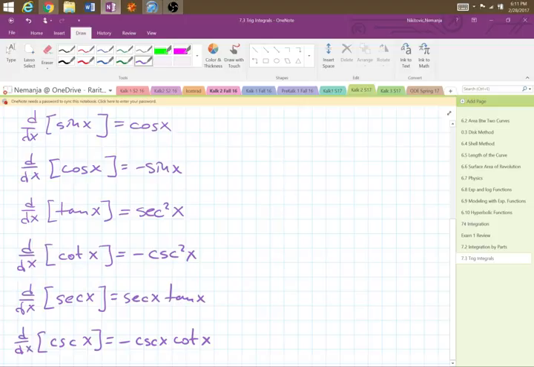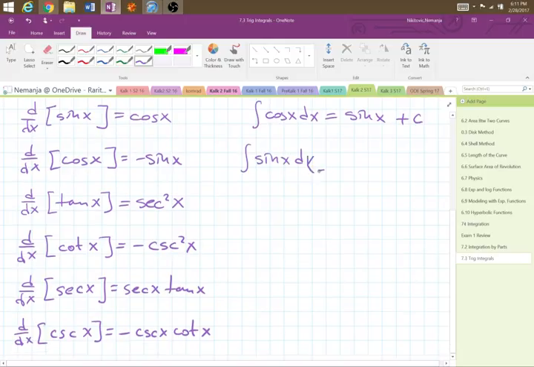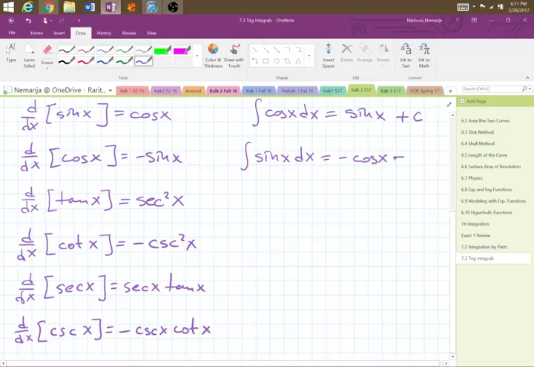So now, the integral of cosine x, guys, I'm still in Calc 1. This is equal to sine x, and then you have the plus c. So it's plus c or minus 1, that depends on you. The integral of sine x dx is negative cosine x plus c.